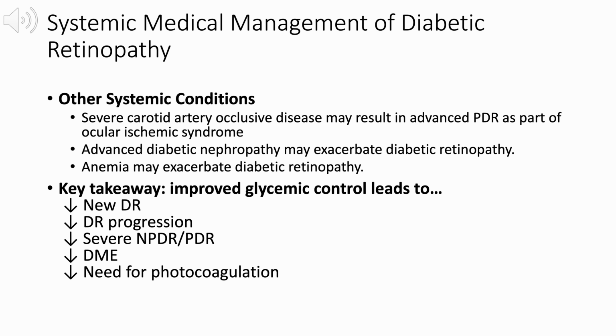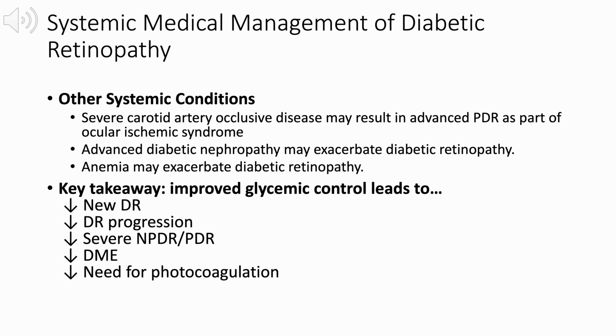Beyond the three pillars of glucose, blood pressure, and lipids, several other systemic conditions can worsen diabetic retinopathy, and each is worth recognizing because each is potentially identifiable. Severe carotid artery occlusive disease may result in advanced proliferative diabetic retinopathy as part of the ocular ischemic syndrome. The mechanism here is intuitive. If the eye is already ischemic from microvascular disease, and you then superimpose reduced macrovascular inflow from a stenotic carotid, the total ischemic burden and therefore the VEGF drive rises accordingly.